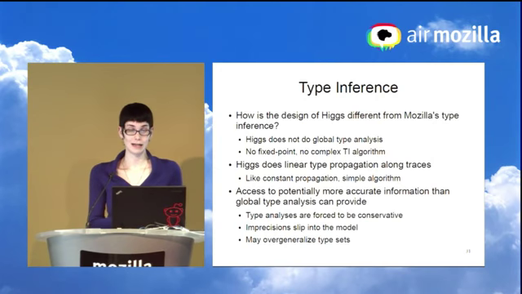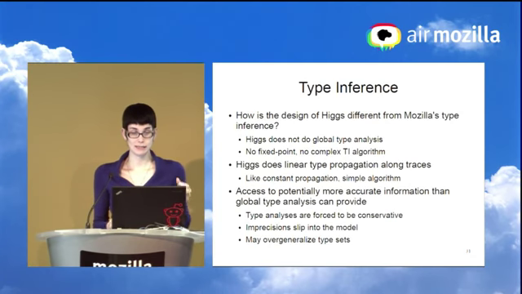And I'm hoping that this will allow us to have access to potentially more accurate information than global analysis can provide. Because in my experience, type analyses are forced to be conservative in order to remain valid. And so you have imprecisions that slip into your analysis model that are sometimes very difficult to eliminate. And you might end up with typesets that are actually overgeneralized. But perhaps if you can actually observe the types that actually occur in the program, this will be less of a problem because you'll actually be measuring what is really happening.